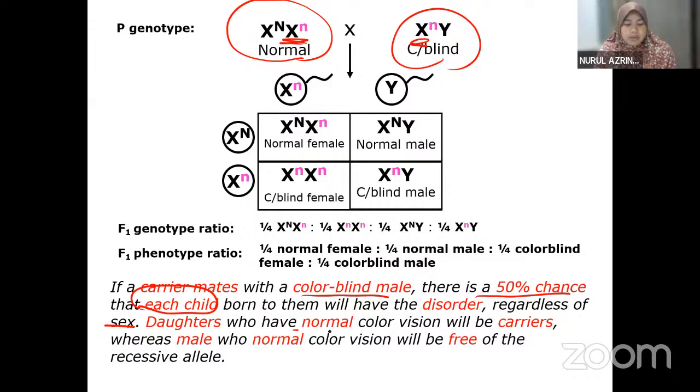The daughter will have normal vision, but she will be a carrier, whereas male who is normal color vision will be free from the recessive allele. Okay, so itu contoh kondisi yang berbeza related to the colorblind.